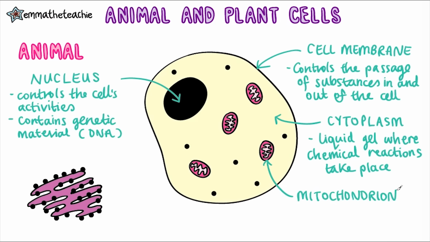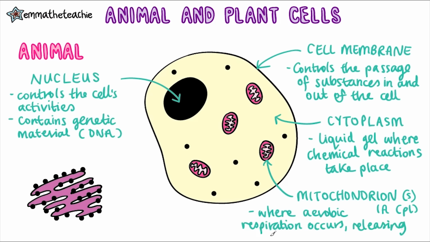This squiggly guy is a mitochondrion. That's the singular. And if you had a few of them, we'd call them mitochondria. That's the plural. Okay, their function is super important. They are where aerobic respiration occurs, and that releases energy for the cell. So they're really important.